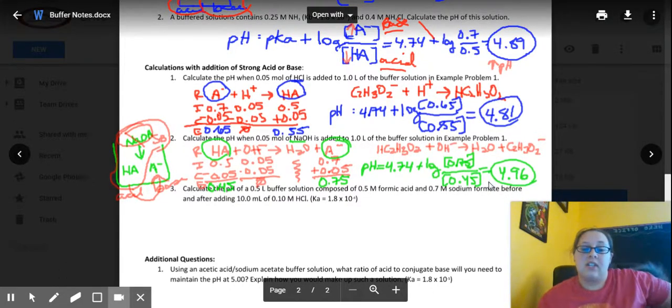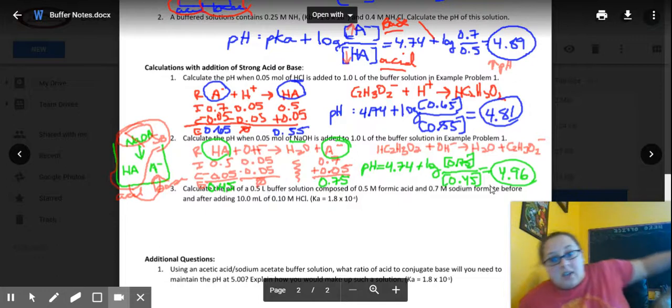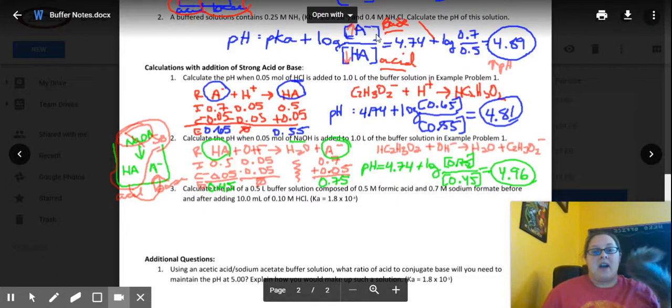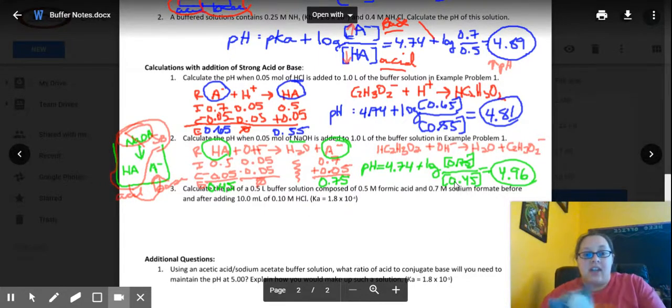So conceptually, did what was supposed to happen? Well, conceptually, we said that A minus should increase, and it did. We also said that the HA should decrease, which it did, and therefore we decided that pH should increase a little bit, and it did.